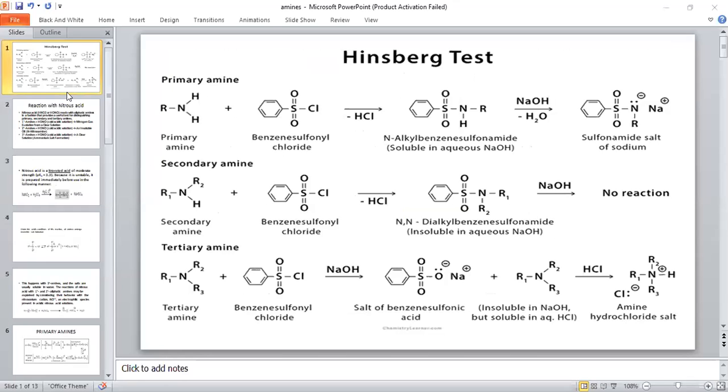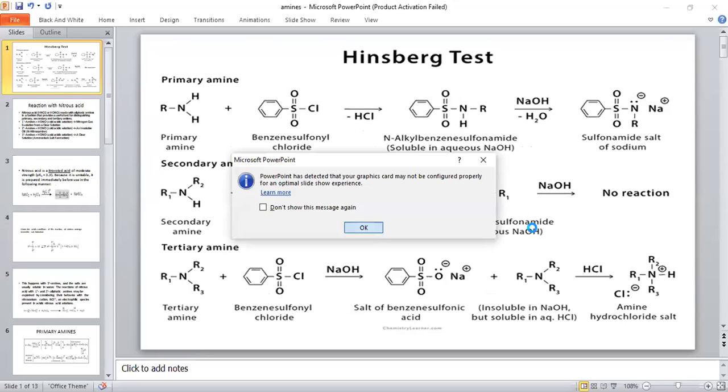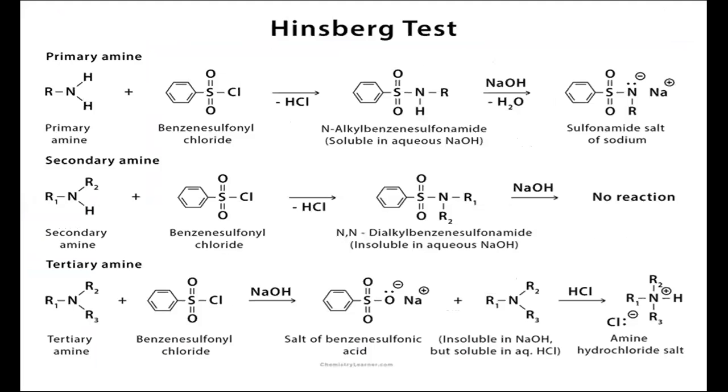Now the next one is going to be the Hinsberg separation. How to separate? Are you getting this slide? Did the slide come? Yes sir, it came. Okay. What is there in the slide? Can you read the heading on the slide?